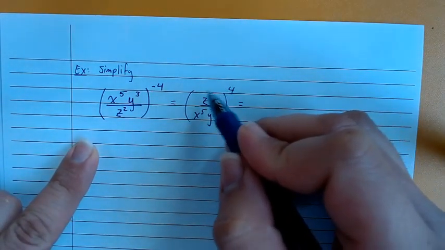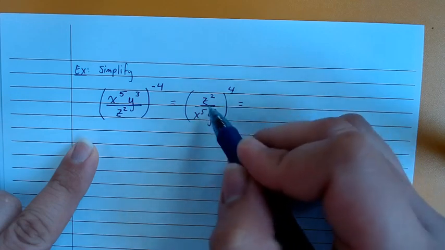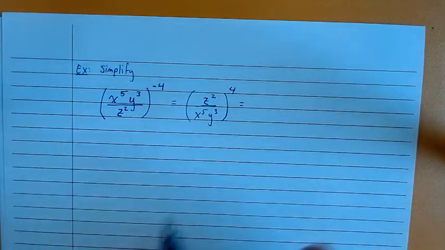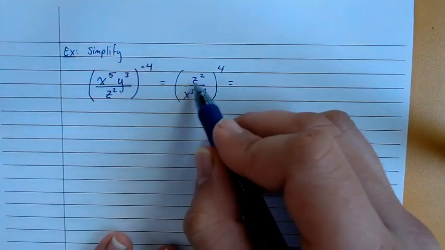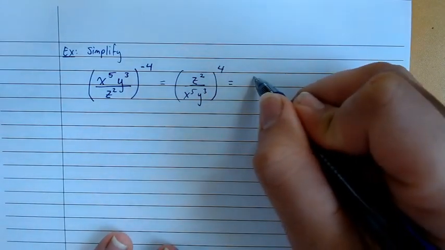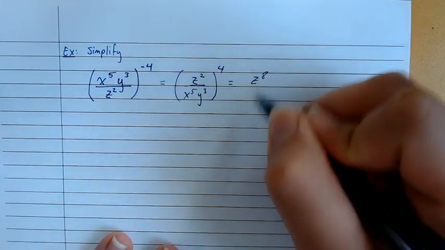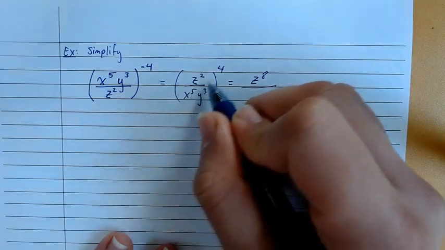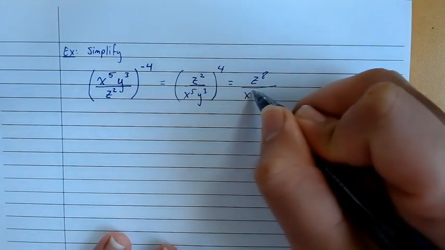And now we can go ahead and apply this through each of those factors in that expression here. z to the power 2 to the power 4 gives us z to the power 8. x to the power 5 to the power 4 is x to the power 20.